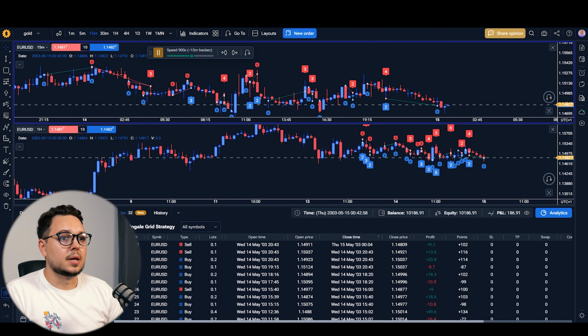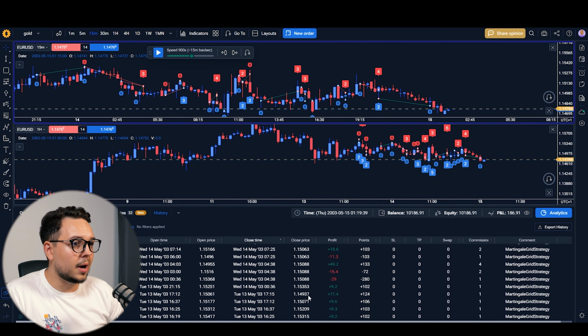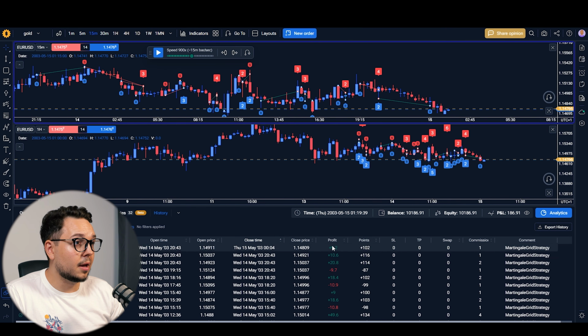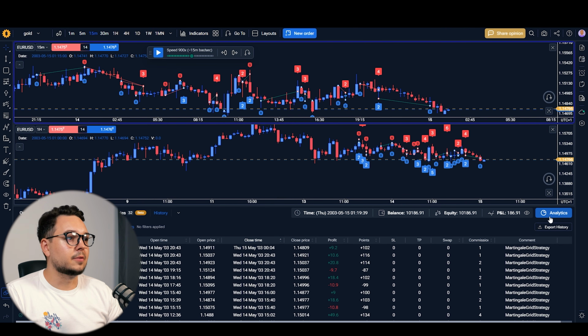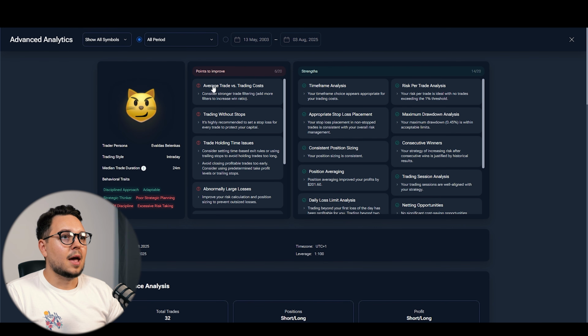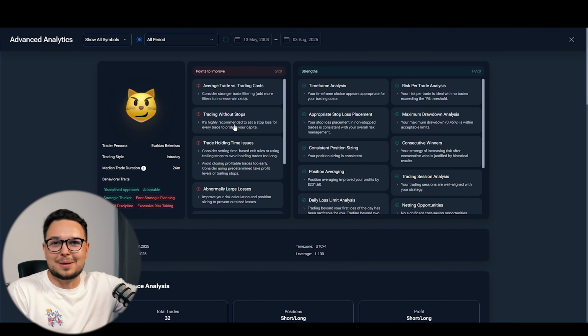And there we go. We can now shut this off. So wow, we had many trades. We had 2 fails. We didn't have too many fails over here. We go back to the analytics. Look at that. Average trade versus trading cost. Consider stronger trade filtering. Trading without stops. Of course, we don't have any stops set up because it's a simple strategy like martingale. We don't need stops. We want to double up every time.